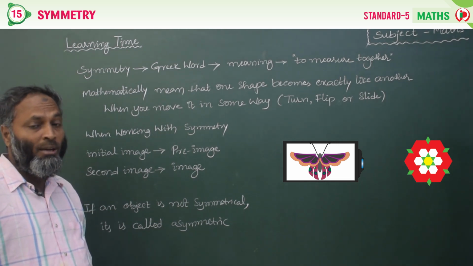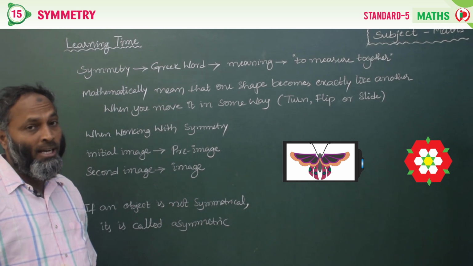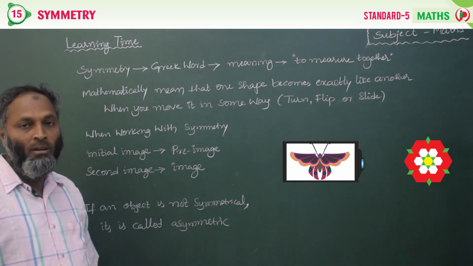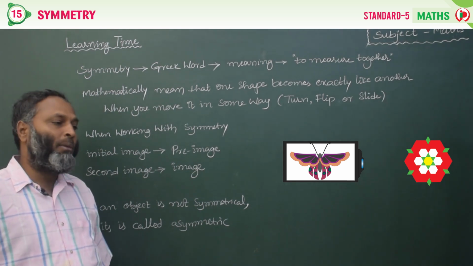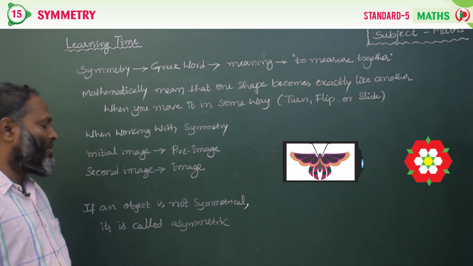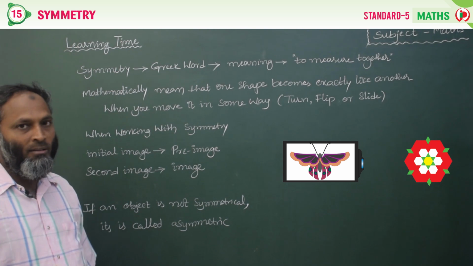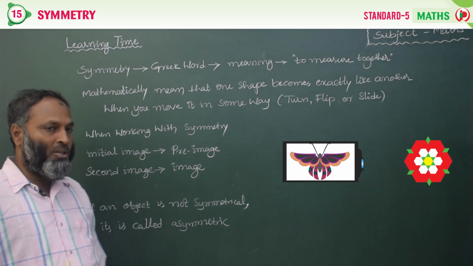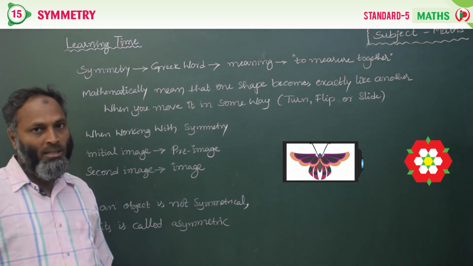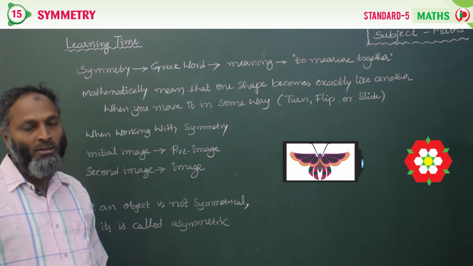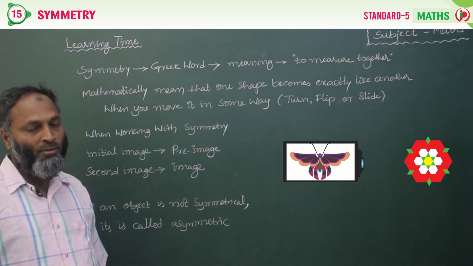The initial image is the pre-image, and the second image is the image. If any object is not symmetrical, then what can we call it? We can say that it is asymmetric. Asymmetric means that it is not a symmetrical object or symmetrical figure.